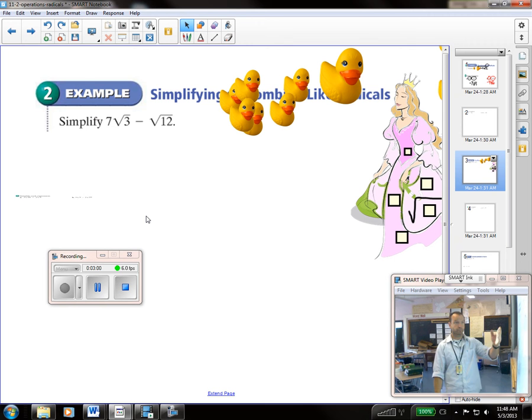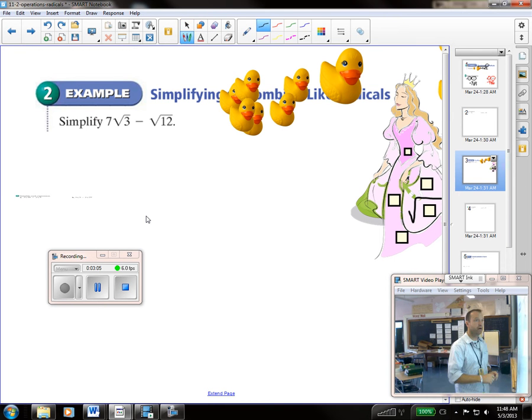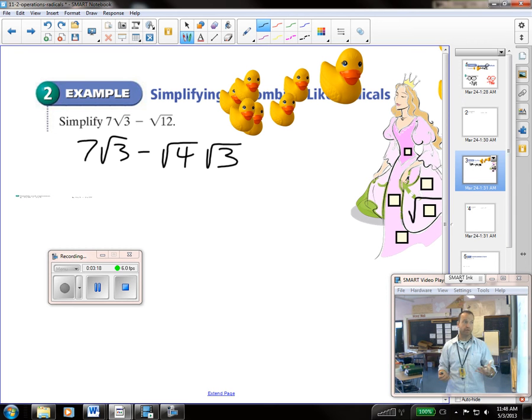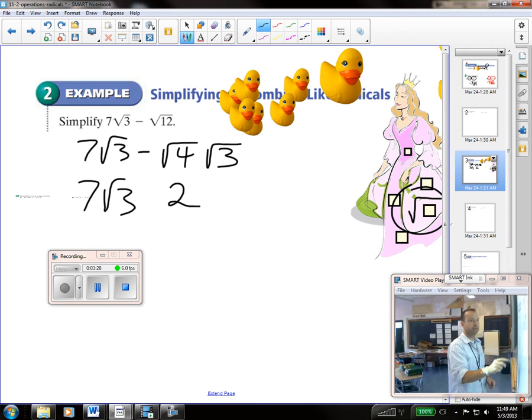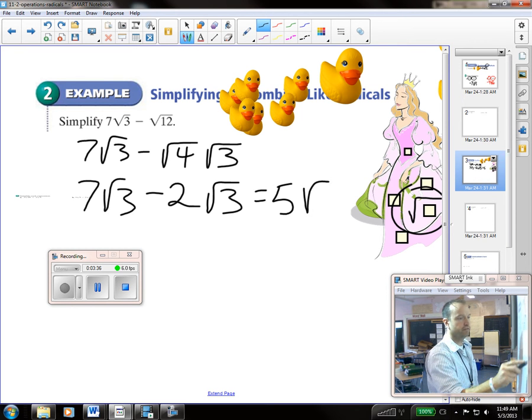Okay, so currently I can't put it together. But when we look at the square root of 12, we'll notice it's not simplified, because it has a perfect square factor. That's our princess, our perfect square princess of 4, together with a factor of 3. Both of those are currently under the radical. Now that square root of 4 is going to walk through this doorway, and it comes out a 2. So I have 7 square roots of 3 minus 2 square roots of 3. So 7 minus 2 equals 5 square roots of 3.